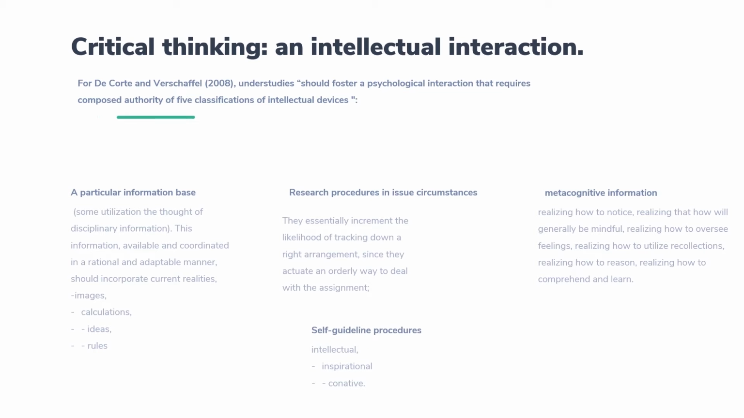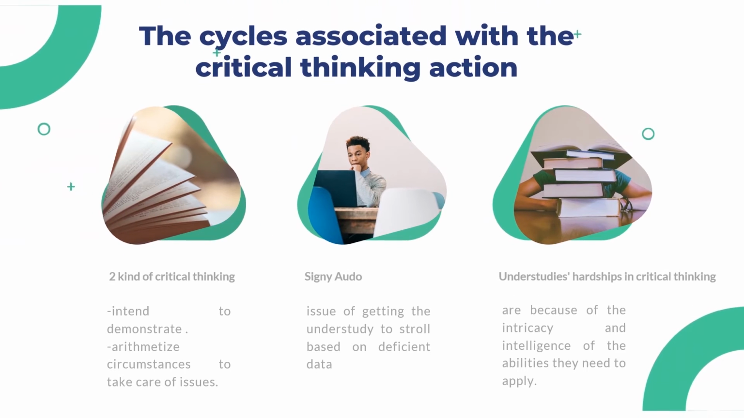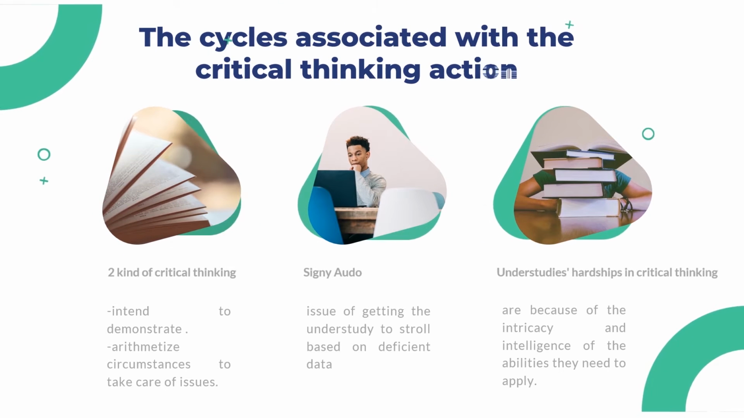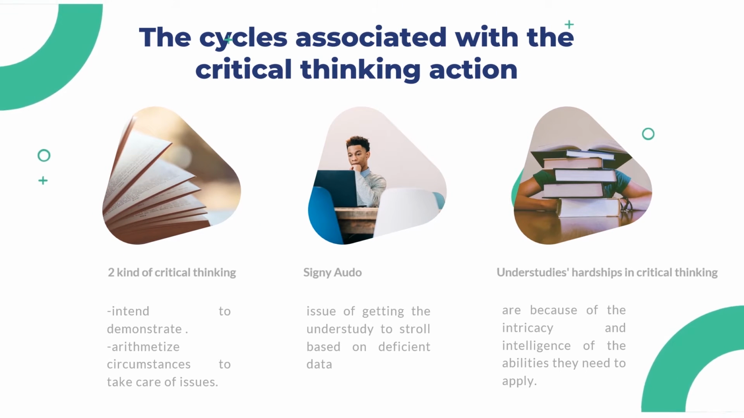Self-guideline procedures: intellectual, inspirational, or cognitive. The cycles associated with the critical thinking action. From the substance of reading material, what occurs in the homeroom, and the overviews did, we notice 2 kinds of exercises related with critical thinking: those which intend to demonstrate and arithmetize circumstances to take care of issues, relating, and those which rather try to practice schedules of goal, outlines of issues, or even calculations.